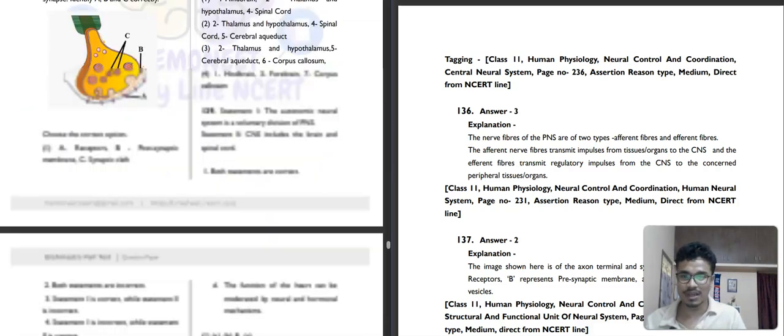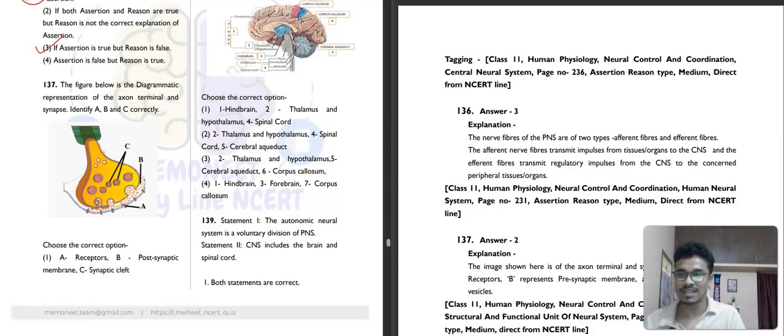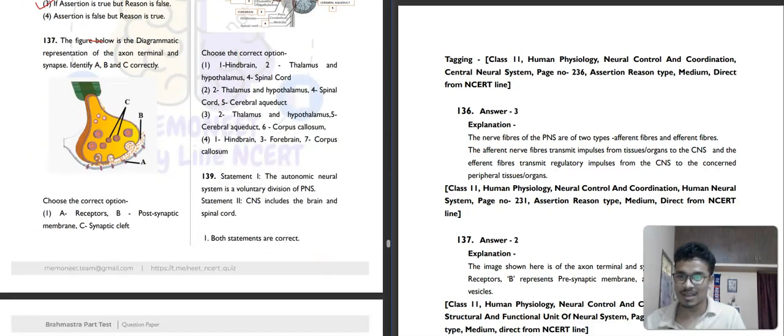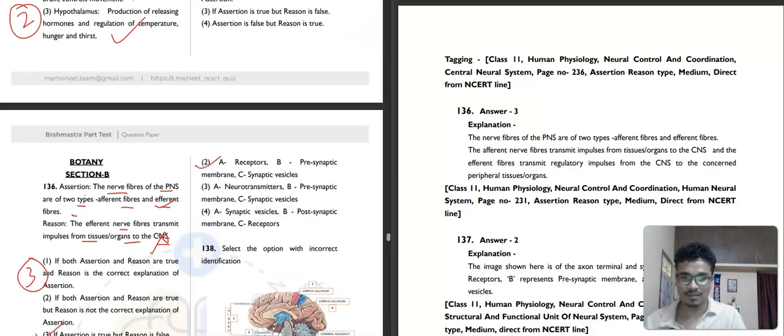Then question number 137. It is saying that the figure below is a diagrammatic representation of A, B, C. You have to choose. Here you can see it is very simple. It's the easiest question of this paper. A here is the receptor, B is the presynaptic membrane, and C are the vesicles. So here the second option will be our correct answer.